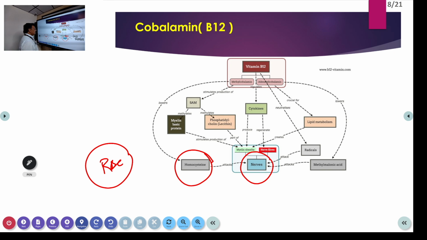Another important problem is homocysteine overproduction. So hyperhomocysteinemia can sometimes occur due to B12 deficiency. It can lead to arterial and venous thrombosis.